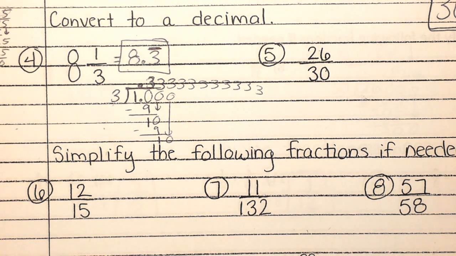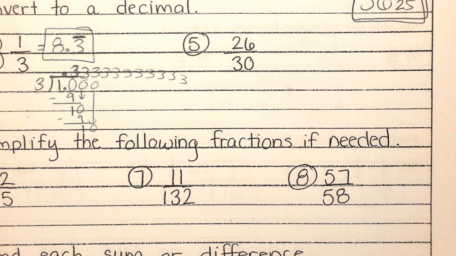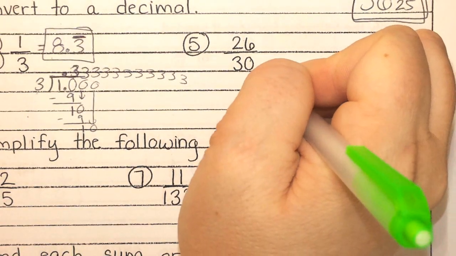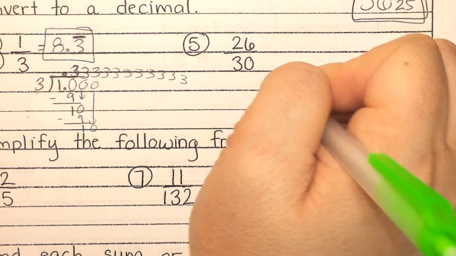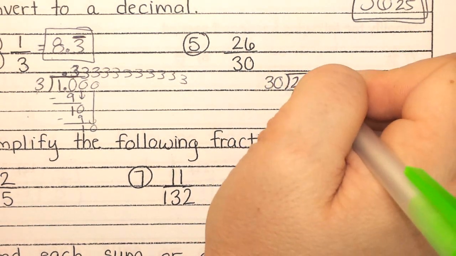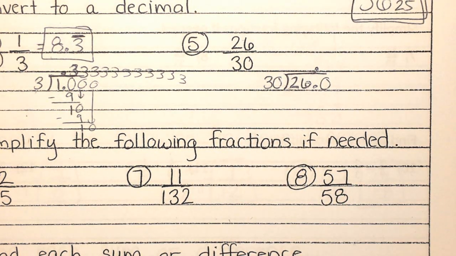Okay. Number 5. Who can set that one up for me? Hands went up and then went back down. Macy? Perfect. 30 at the door, 26 in the house. All right, we know 30 can't go into 26, so let's go ahead and add our decimal and a 0, and I went ahead and raised it to the roof. Okay. How many times will 30 go into 260?